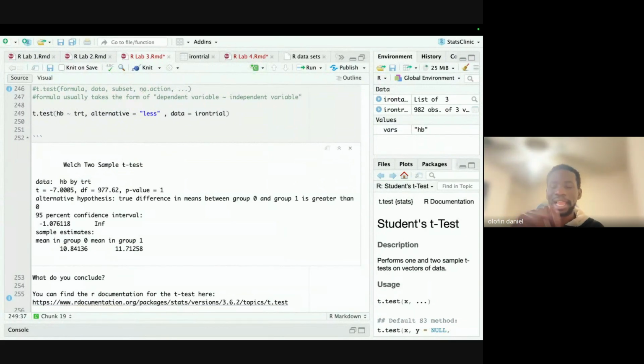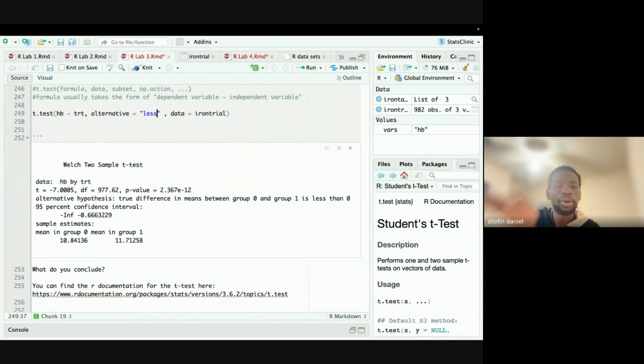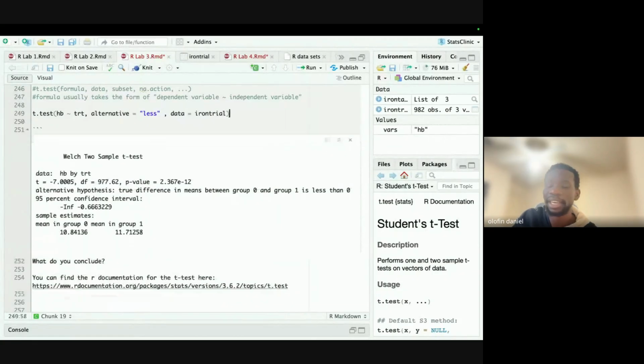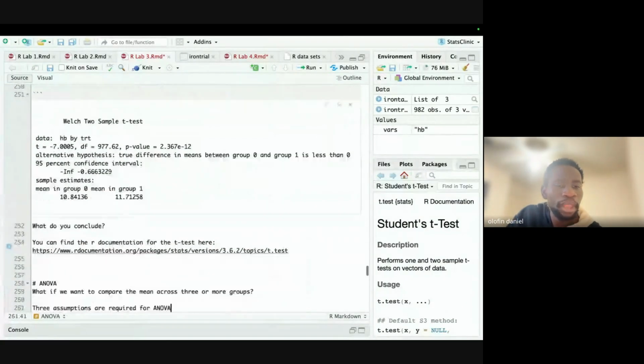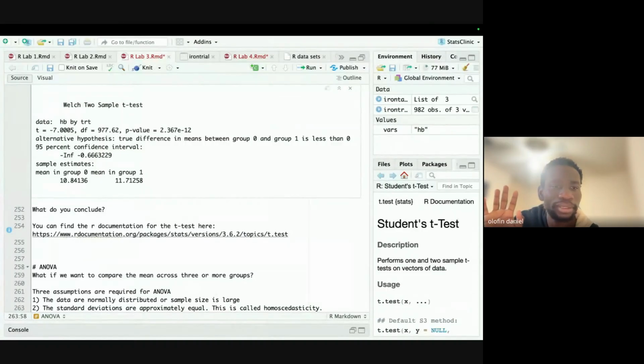If you do this test on the other side, you are going to notice that the iron supplement group is actually greater than the placebo group. So that's what this unidirectional test tells us. It tells us the direction, which group is actually greater than another. So now, any question?